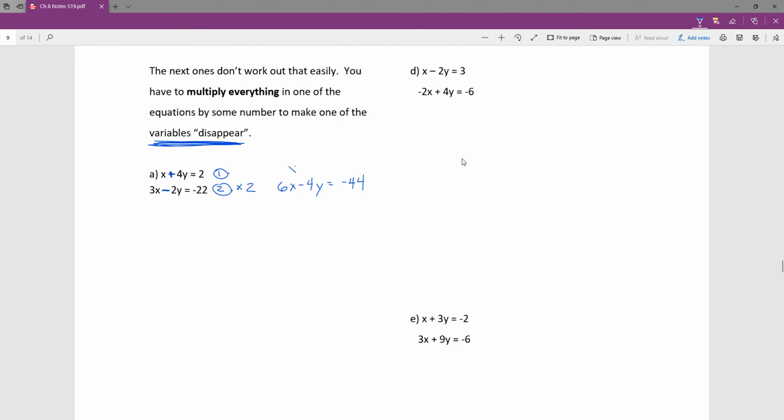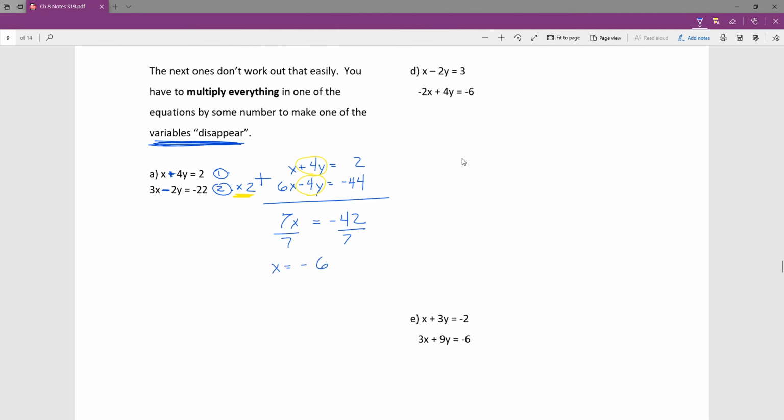I'm going to copy out the first equation here because now what I've got is these two matching. Okay, I've got a positive 4y and a negative 4y. I had to make it so that it worked out that way, and I did it by multiplying that second equation by 2. So now that we've got that, it's going to work out if I add these two vertically. If I add these two vertically, I'd have 7x. My y's would eliminate each other, and I'd have a -42. Solving for x, divide by 7, and I get that x equals a -6.